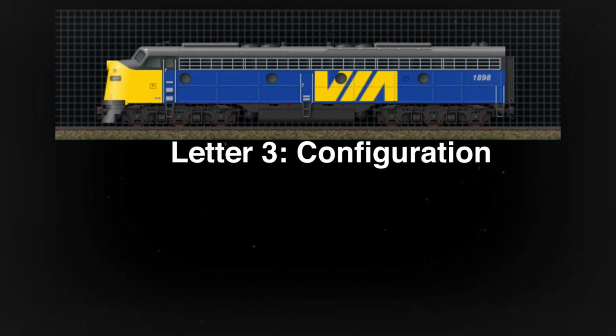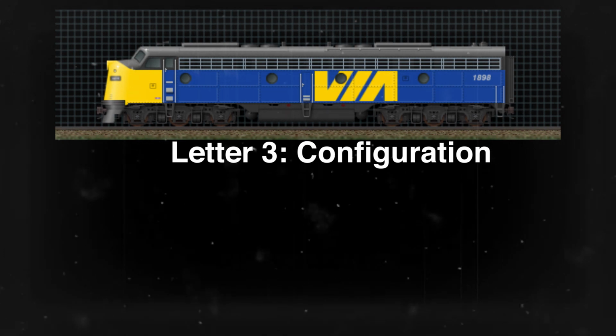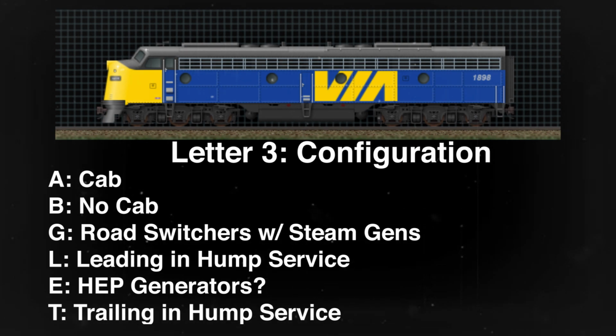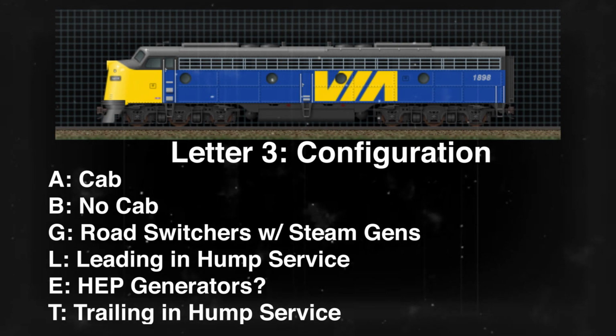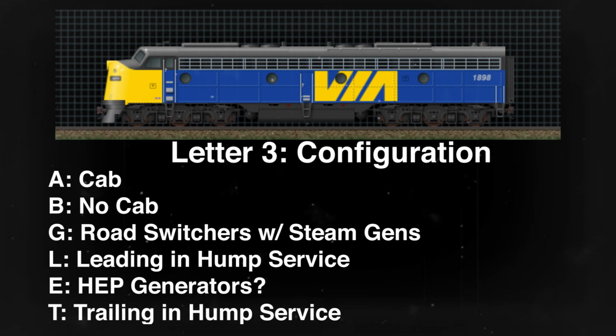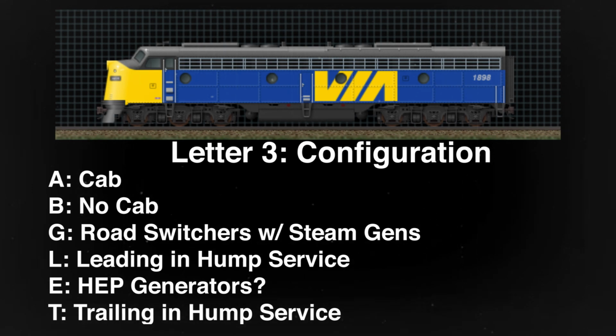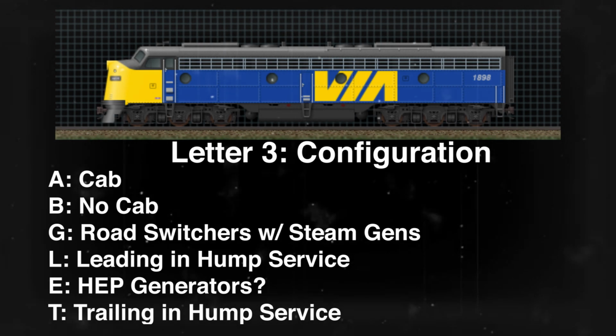Finally, the third letter would be for the configuration of the locomotive. A and B are obviously for units with or without cabs. G is for road switchers with steam generators for passenger service. L is for units leading sets of engines in hump service. And I'm not sure what the E is for on the GO units. Possibly the electric head-end power generators, I'm not too sure. And T is for trailing engines in hump service.